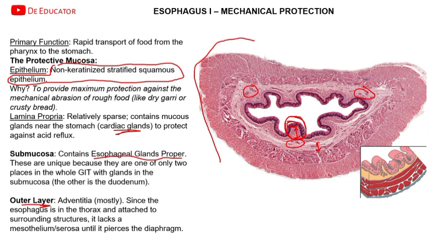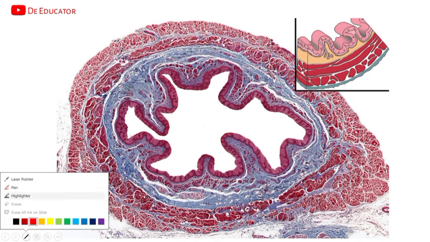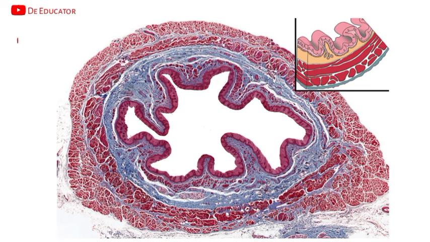Since the esophagus is in the thorax and attached to the surrounding structures, it lacks a serosa until it pierces the diaphragm. Before you can discuss any GIT structure, you start with mucosa, right? From mucosa, you go to submucosa. From submucosa to muscularis proper. From muscularis proper, you now go to the adventitia or the serosa. So anything you want to discuss, if it is esophagus, stomach, small intestine, large intestine, you must follow this pattern.